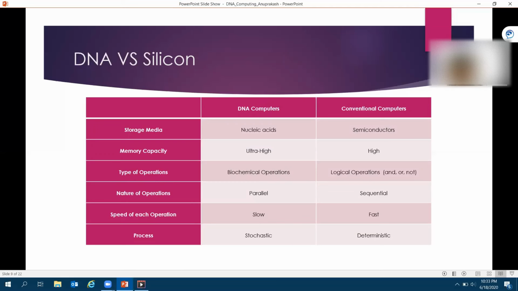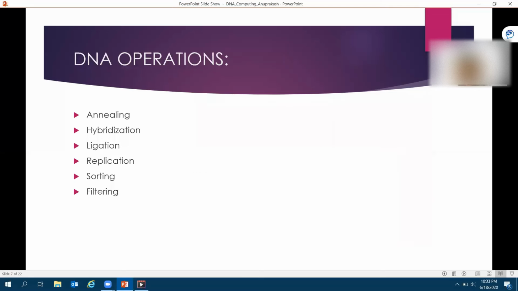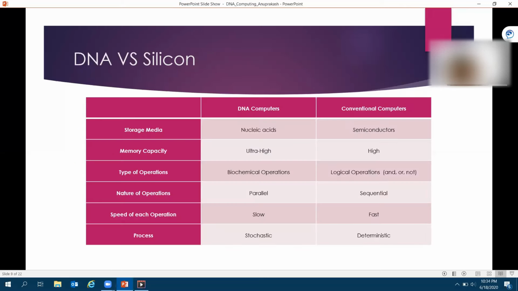Type of operations. When we talk about DNA computers, there are biochemical operations, and we have seen the operations that are performed in DNA. These are annealing, hybridization, ligation, replication, sorting, and filtering. And when it comes to conventional computers, there are logical operations, and, or, not, like these operations. And these operations can be performed on only two inputs, that are 0 and 1. And when it comes to biochemical operations, we have four bases, A, T, G, and C.